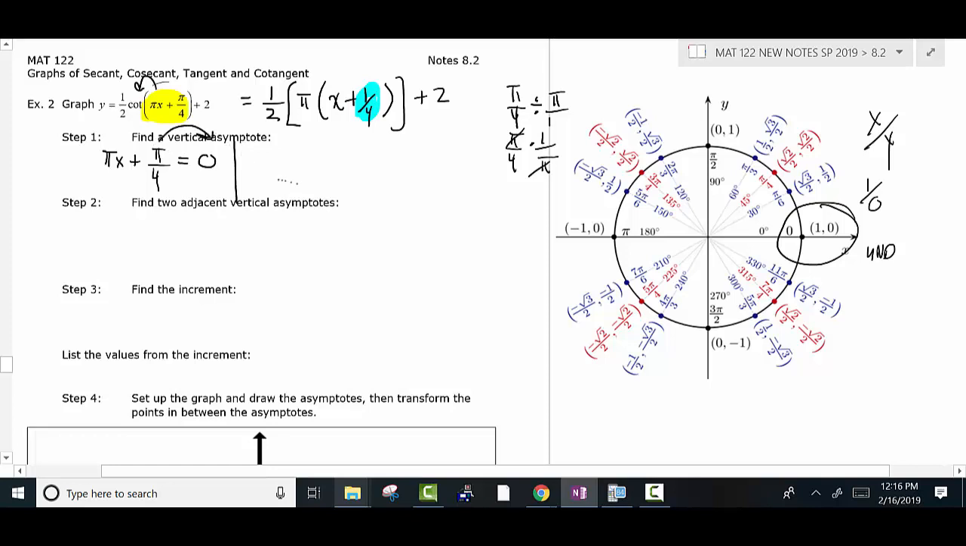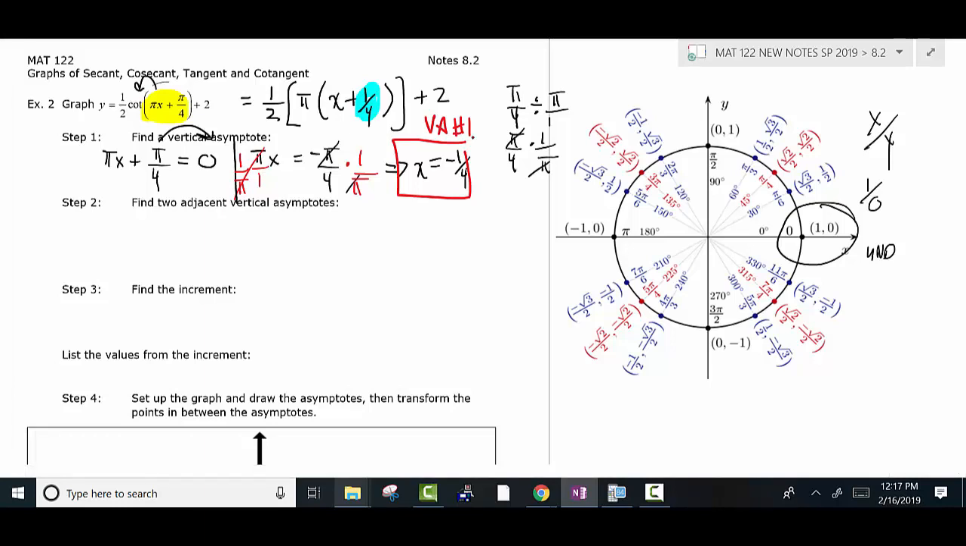So I'm just going to move the pi over 4, so I get pi x equals negative pi over 4. I can either divide by pi, or, to me, it's just as easy to multiply by 1 over pi. That way x gets by itself, so you would end up with x equals negative 1/4. And that has a lot to do with where our phase shift is. So that is vertical asymptote number 1. Again, set the argument to 0 on a cotangent, and if you do that correctly, you know where your first asymptote is.